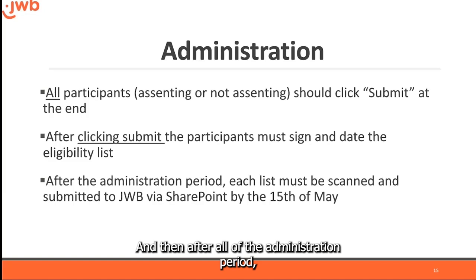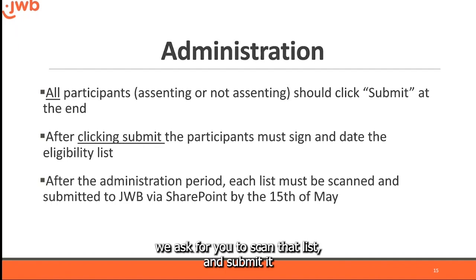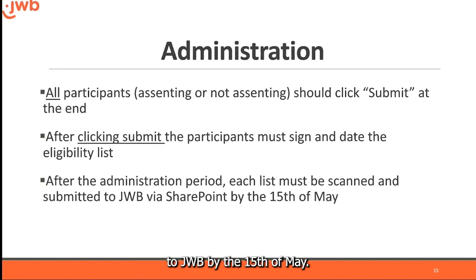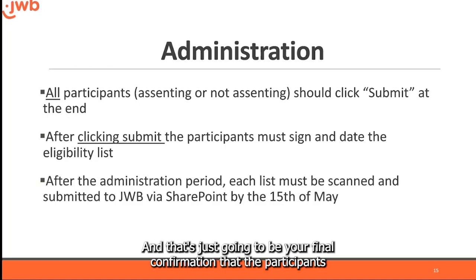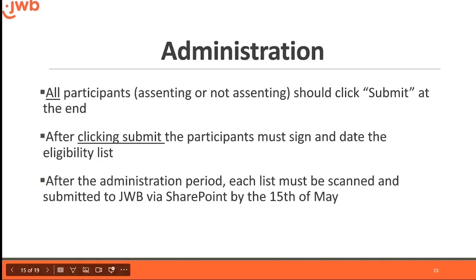And then after all of the administration period, after all of your participants have signed off on that eligibility list, we ask for you to scan that list and submit it to JWB by the 15th of May. And that's just going to be your final confirmation that the participants who were supposed to take the survey did take the survey. Next slide.